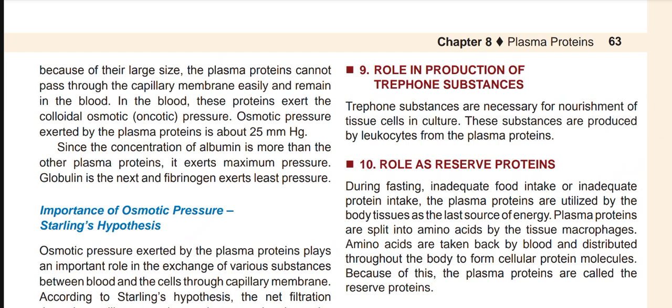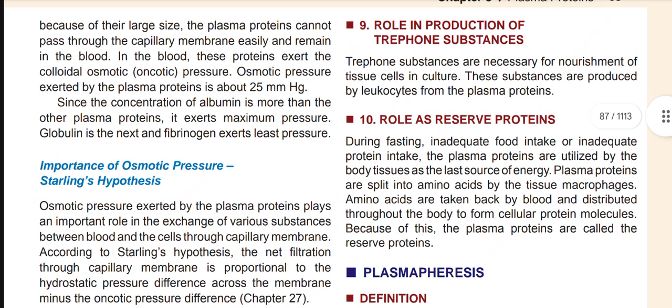Now, role in production of trephone substances. Trephone substances are necessary for nourishment of our tissues in culture, and these substances are produced by leukocytes from the plasma protein. Role as reserve protein.